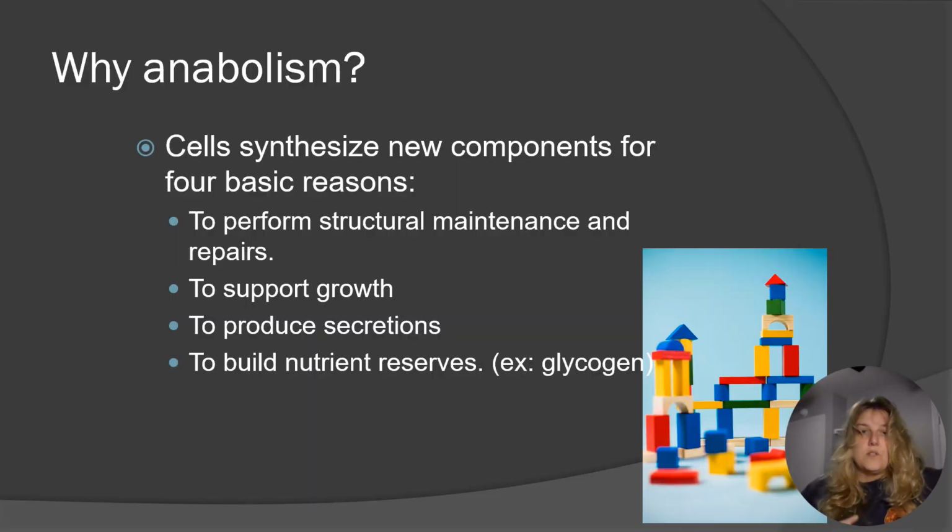So why do we worry about anabolism? So your cells are going to synthesize new components for 4 primary reasons. 1, you're trying to perform structural maintenance and you're trying to repair things. You're trying to support growth for number 2. You're trying to produce secretions, or you're trying to build nutrient reserves, and that's where we talk about the glycogen.